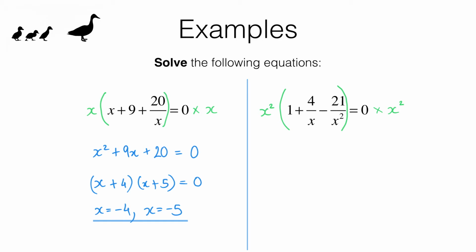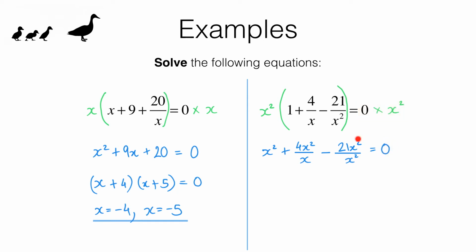Okay, multiplying out the left-hand side of the equation, we get x squared times 1, which is x squared. Then we have to add x squared times 4 over x. That gives us 4x squared over x. And then we have to subtract x squared times 21 over x squared, which gives us 21x squared over x squared. And that equals 0 times x squared on the right hand side. 0 times x squared is just 0.